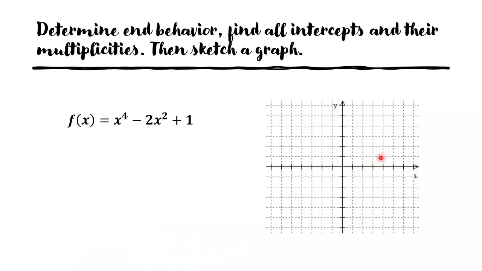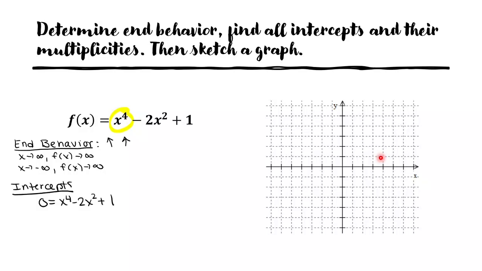All right, let's do another example. This time I have the function f of x equals x to the fourth minus 2x squared plus 1. First thing I'm going to do is find my end behavior. We have a fourth degree polynomial, so even exponent, positive coefficient. That means both ends go up. Or as x goes to infinity, f of x goes to infinity. As x goes to negative infinity, f of x goes to infinity. Both ends go up.